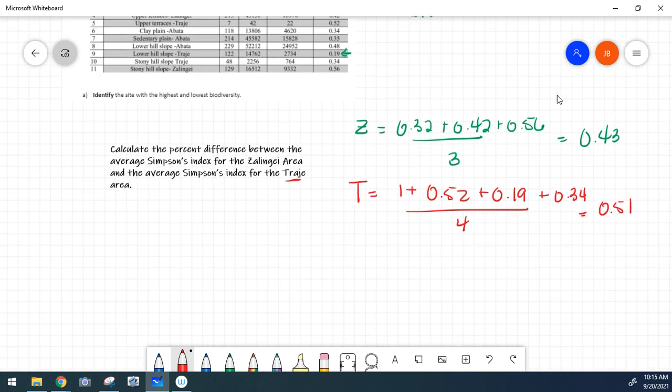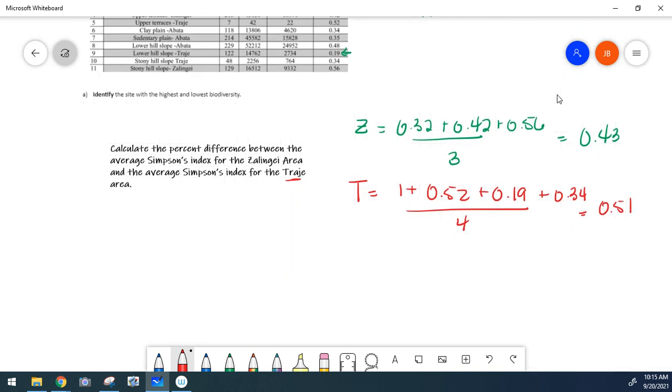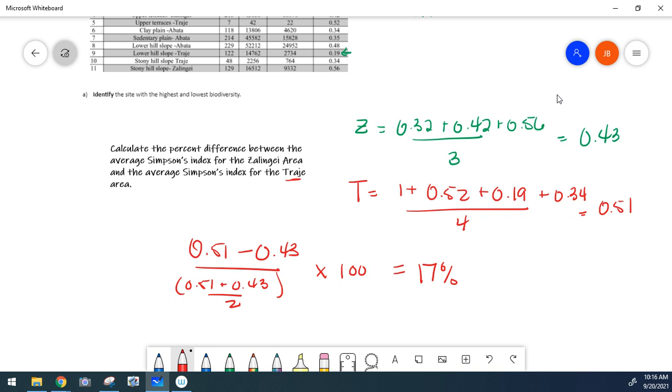Now I'm going to find the percent difference, and as we did before, we're going to do the absolute value of the difference over the average. So I'm going to say 0.51 minus 0.43, over 0.51 plus 0.43 divided by 2, right? And then multiply by 100. When I do that, the percent difference is about 17%.